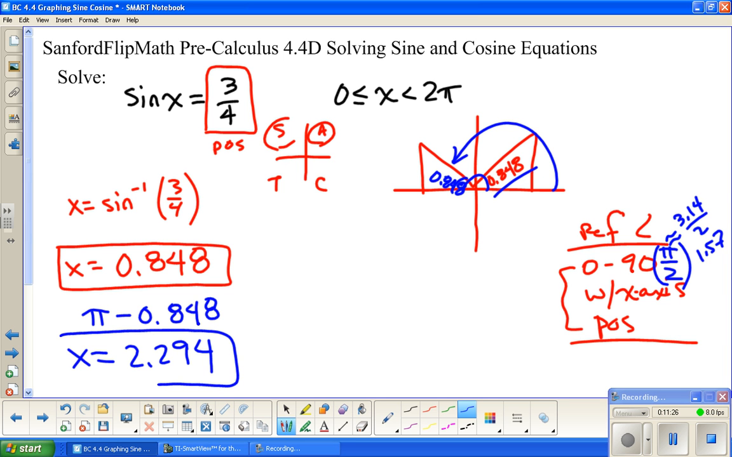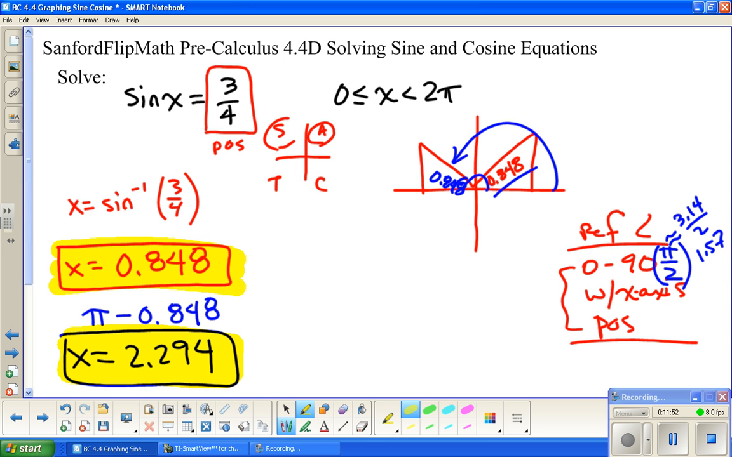2.294. Okay, and that's it. So we just did the same exact problem, and think about the process. We did the same exact thing. We did the inverse of the trig function of whatever that number was, and then we did 180 minus, or pi minus. If I'm in radians, I'm doing pi. If I'm doing it in degrees, I'm doing 180. Now, if I was in a different quadrant, I might be doing 360 instead.